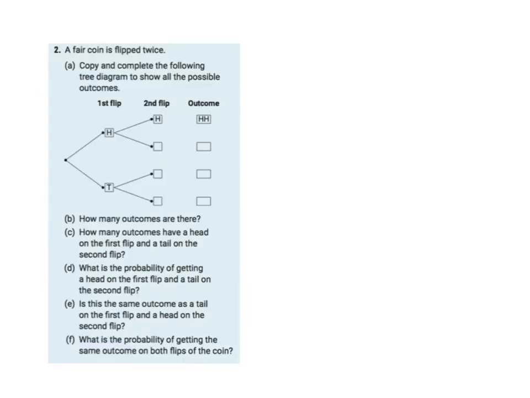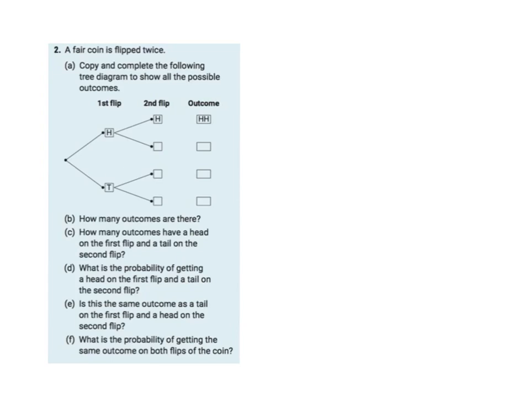Okay, so we're going to have a look at a question that combines probability, this time with a tree diagram. So it says here, a fair coin is flipped twice, and part A says, copy and complete the following tree diagram to show all the possible outcomes. So this is just filling out our tree diagram like we did before. So when we flip a coin, for example for the first flip here, the options are going to be a head or a tail. Okay, so they fill them out for us.